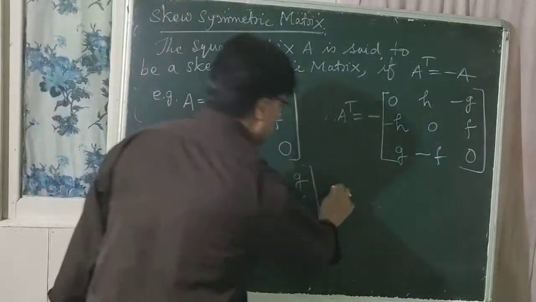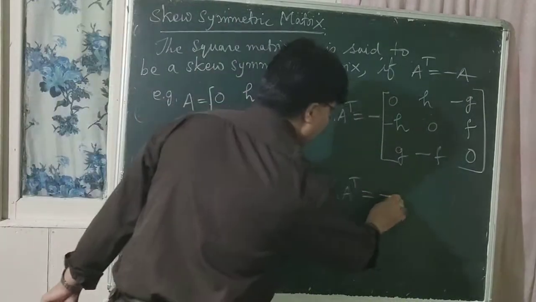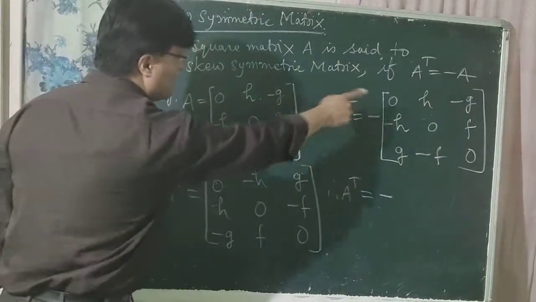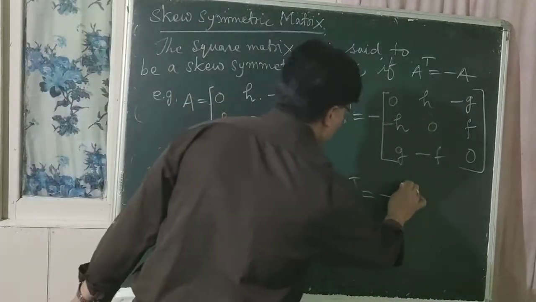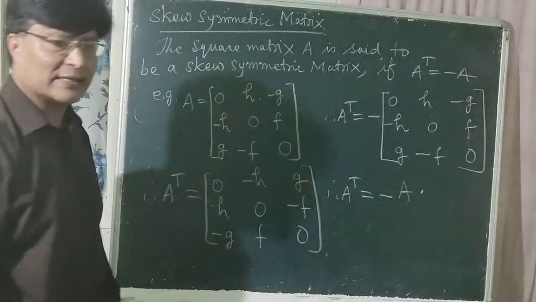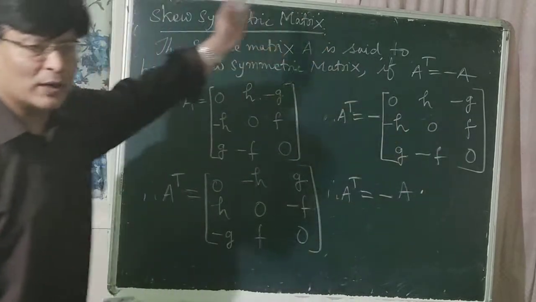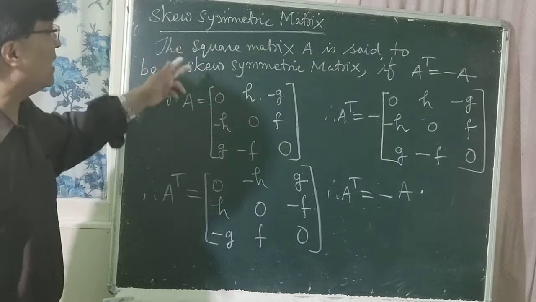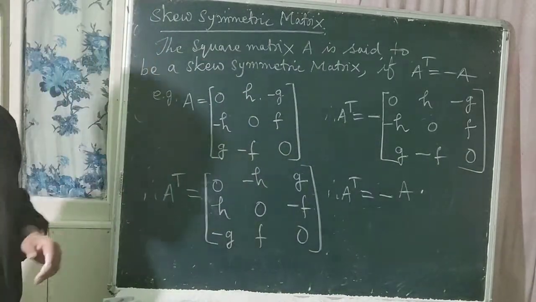So that means A transpose is equal to what? Actually this is the A matrix, isn't it? A is 0, H, minus Z; minus H, 0, F; Z, minus F, 0. So this is minus A. Is that clear? So if A transpose is equal to minus A, then what is the definition? What do you call this A as? This A is a skew symmetric matrix. So I think you have understood it.